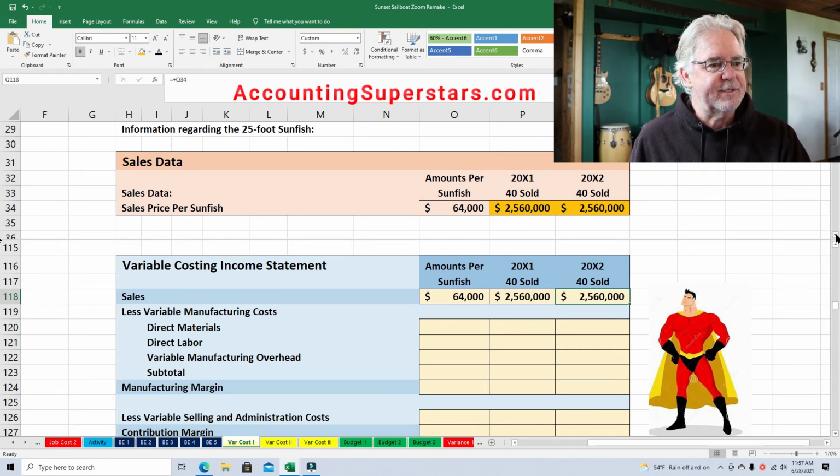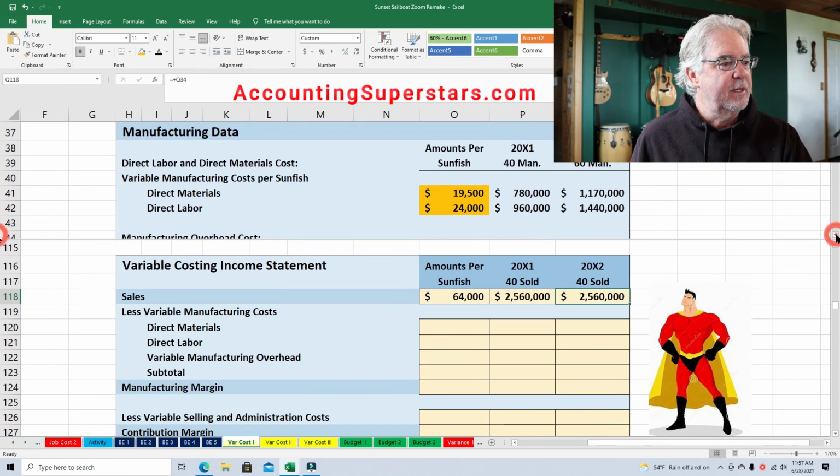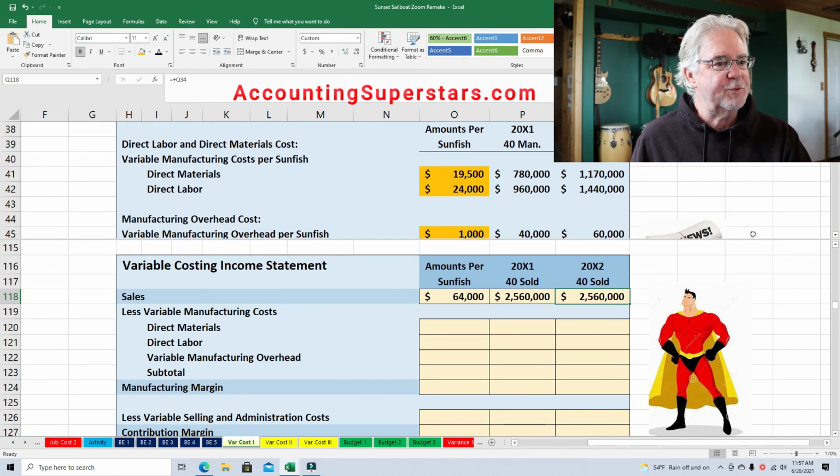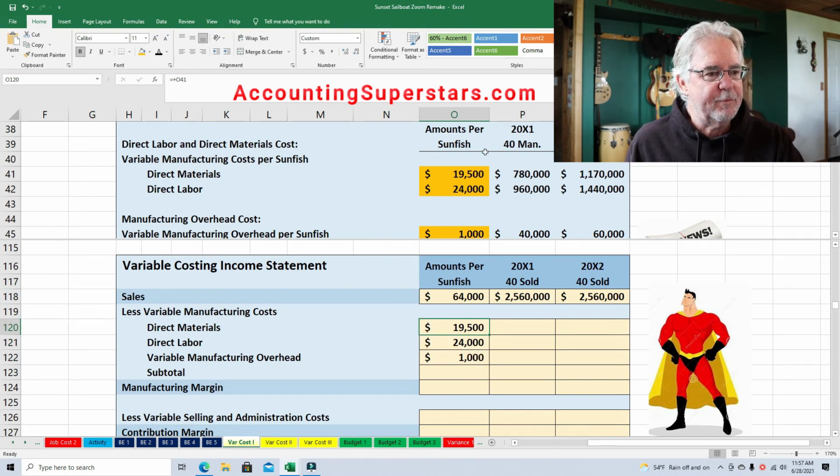Variable direct costs. Okay. The direct materials, direct labor, here we go. This is kind of a repeat of what we did before. And you know what? Just to speed this up, I'm going to put all three of these numbers right here. Where am I getting them? Right here. 19,500, 24,000, 1,000. There you go. It's the direct materials, direct labor, and the variable manufacturing overhead. So we're writing down all the variable costs here.